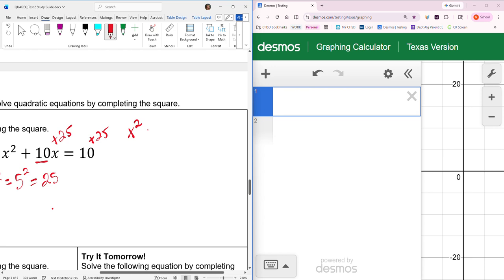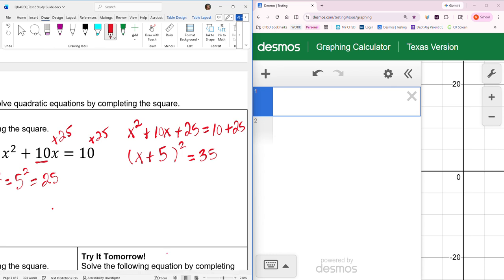So this equation now becomes x squared plus 10x plus 25 equals 10 plus 25. Now, this left side is a perfect square trinomial, and the perfect square binomial is going to be x plus 5. Okay, it's that 25, the square root of 25, which is 5, whatever is that double. And then we're going to do 10 plus 25, which is going to give me 35.